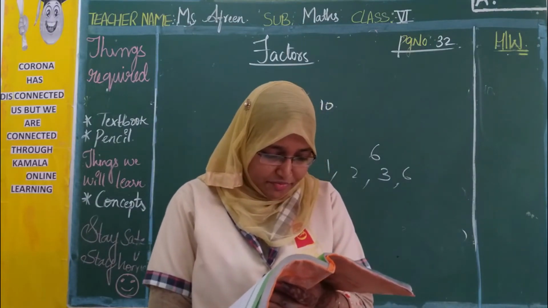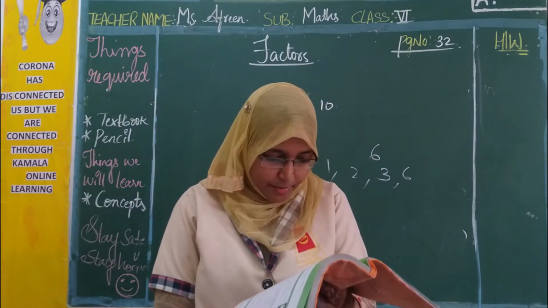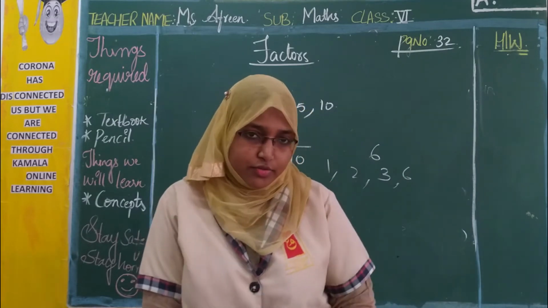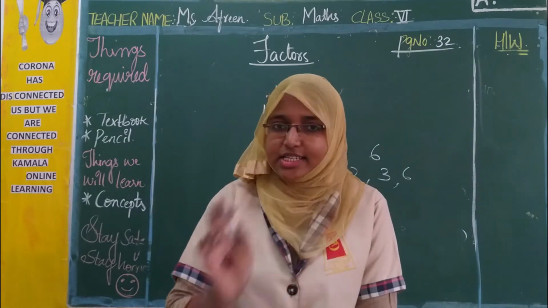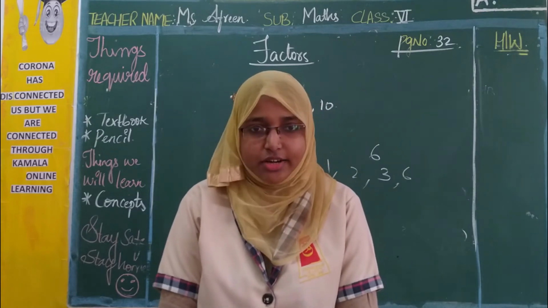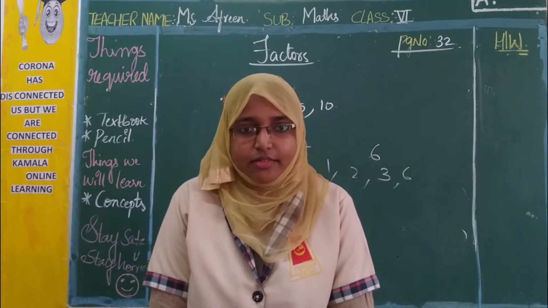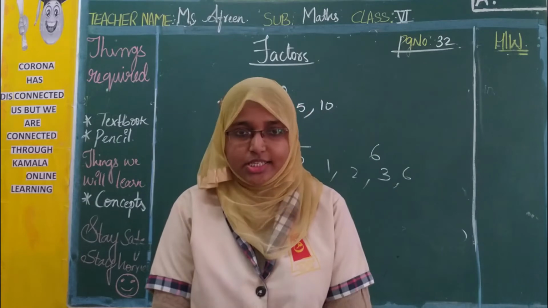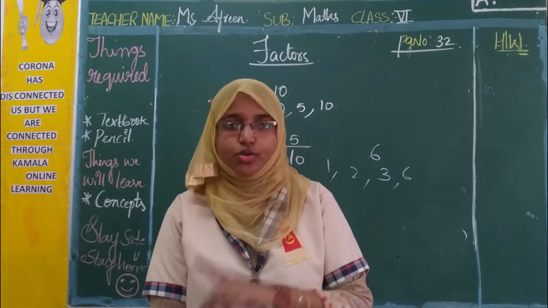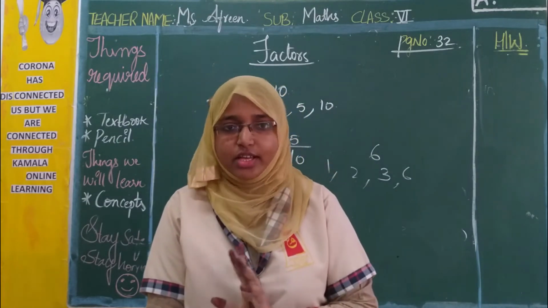Similarly, 1 and 19 are the factors of 19. Number 5 is not a factor of 16. Does 5 divide 16? In the 5 table we will not get 16, right? 5 4s are 20, 5 3s are 15. We will not get 16. So 5 is not dividing 16. So 5 is not a factor of 16.